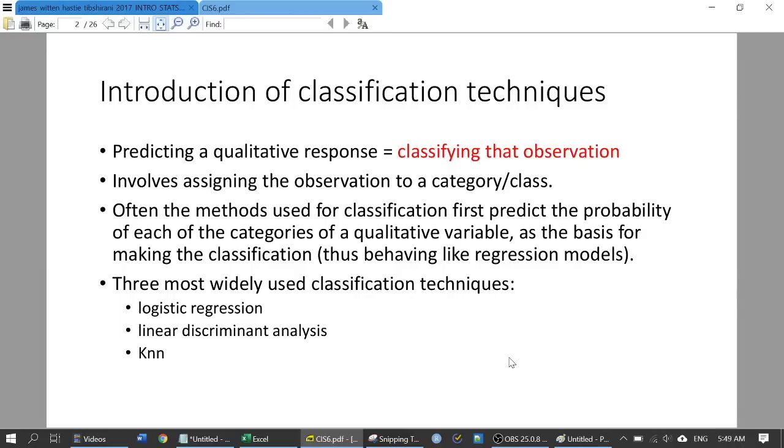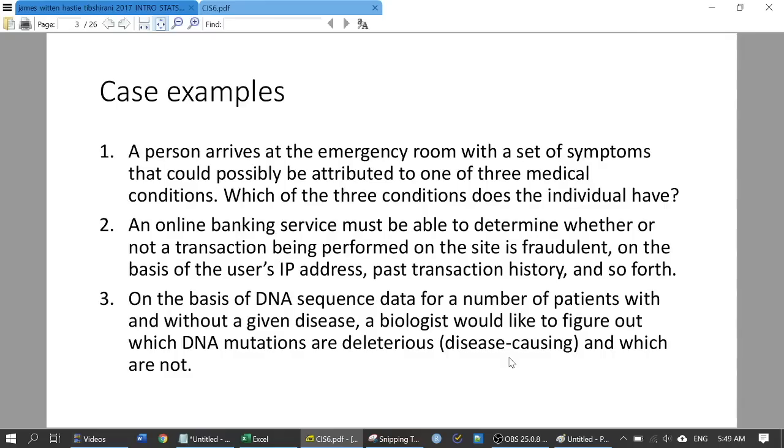There are several widely used classification techniques. Number one is logistic regression, and then linear discriminant analysis. We also have quadratic discriminant analysis and k-nearest neighbors. For this lecture, we are going to particularly focus on logistic regression, which is the most commonly used classification technique. Before we venture into the technicality, it is good if we can see some examples that call for classification techniques.